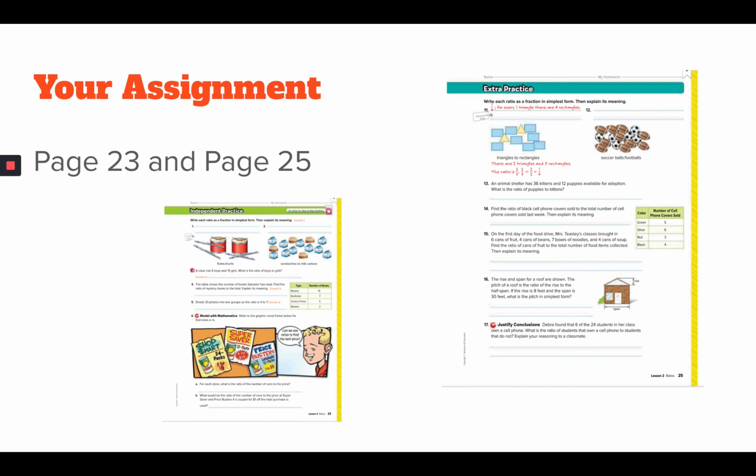And again, your assignment is page 23 and 25. Email me with questions. Come to the meet. At the end of the meet today, we will probably work on these questions together for anyone who needs additional help.